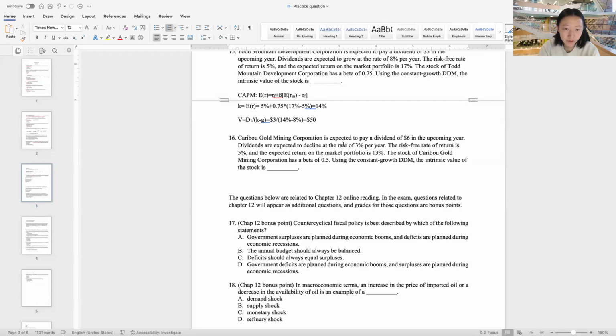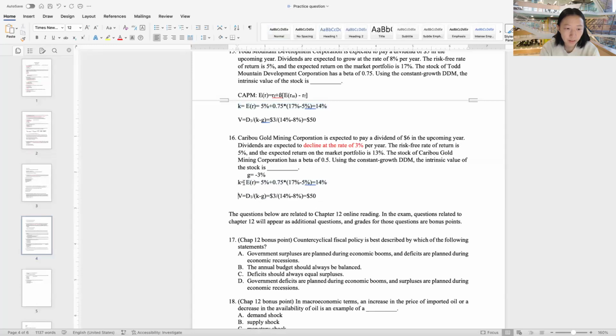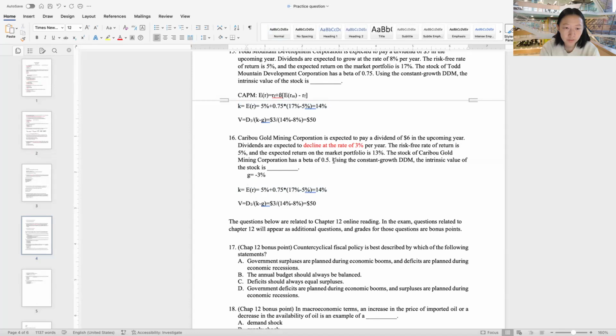All right, so the key here is that g is a negative number, declining at 3%. So g, the growth rate, is negative 3%. In this case, when we're calculating the intrinsic value, I copy everything down here. First of all, I just need to change several numbers here.